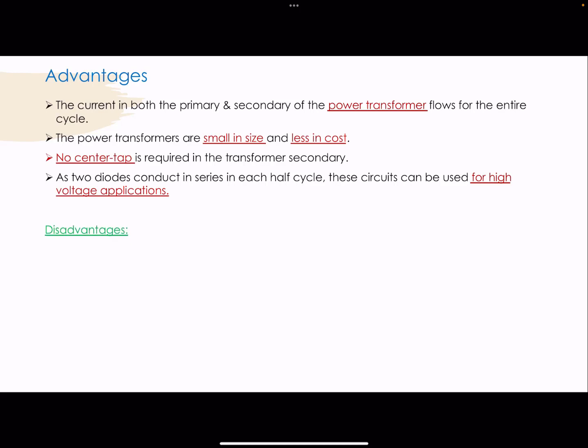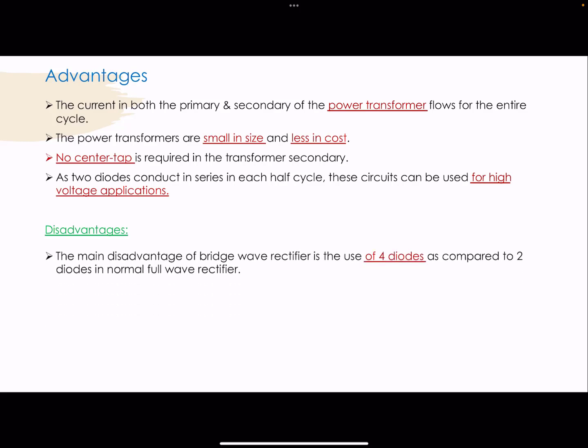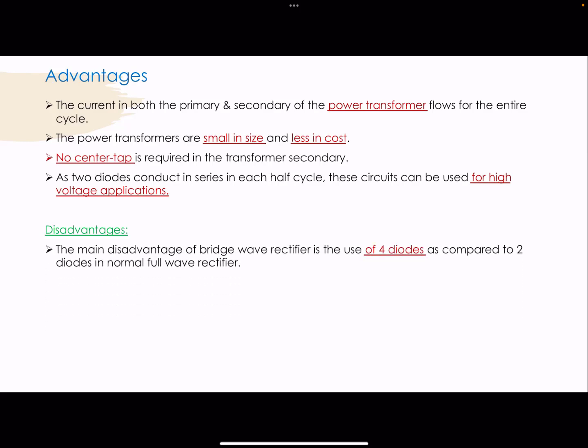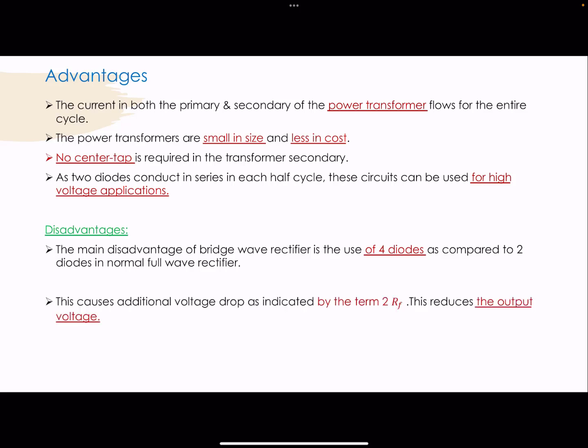Now coming to the disadvantages of the bridge wave rectifier. The main disadvantage of the bridge wave rectifier is the use of 4 diodes as compared to the 2 diodes in the normal full-wave rectifier, and this causes additional voltage drop as indicated by the term 2RF. This reduces the output voltage.